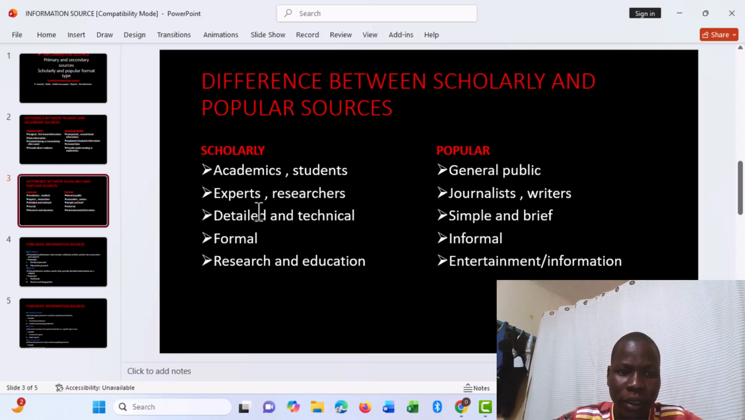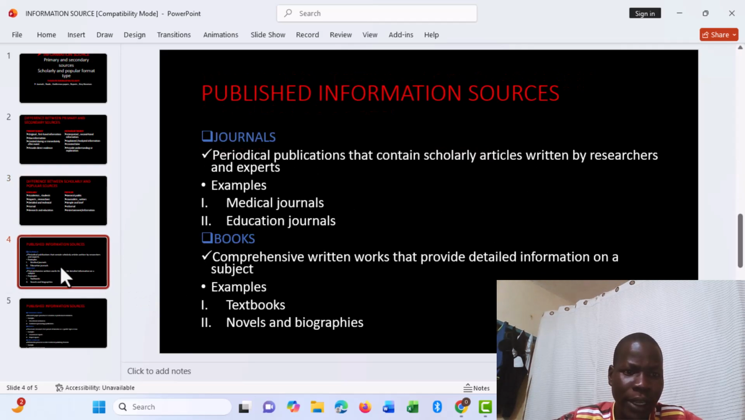So let's go through our next slide, and in this slide we are going to look at the published information sources. Under this, we are going to start with the journals. Journals are periodical publications that contain scholarly articles written by researchers and experts. Examples include medical journals and education journals.